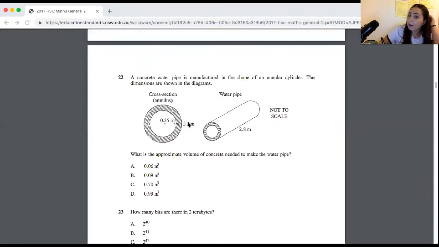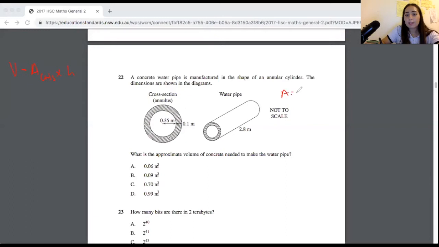All you need to do to find the volume of this shape is find the area of the cross-section and multiply it by the height. So what is the cross-section? Well, the cross-section is given to us as the annulus. So in order to find this shaded bit over here, what we need to do is find the total area of the largest circle and subtract the area of the inner circle. By doing that, we get the annulus, what's left over.